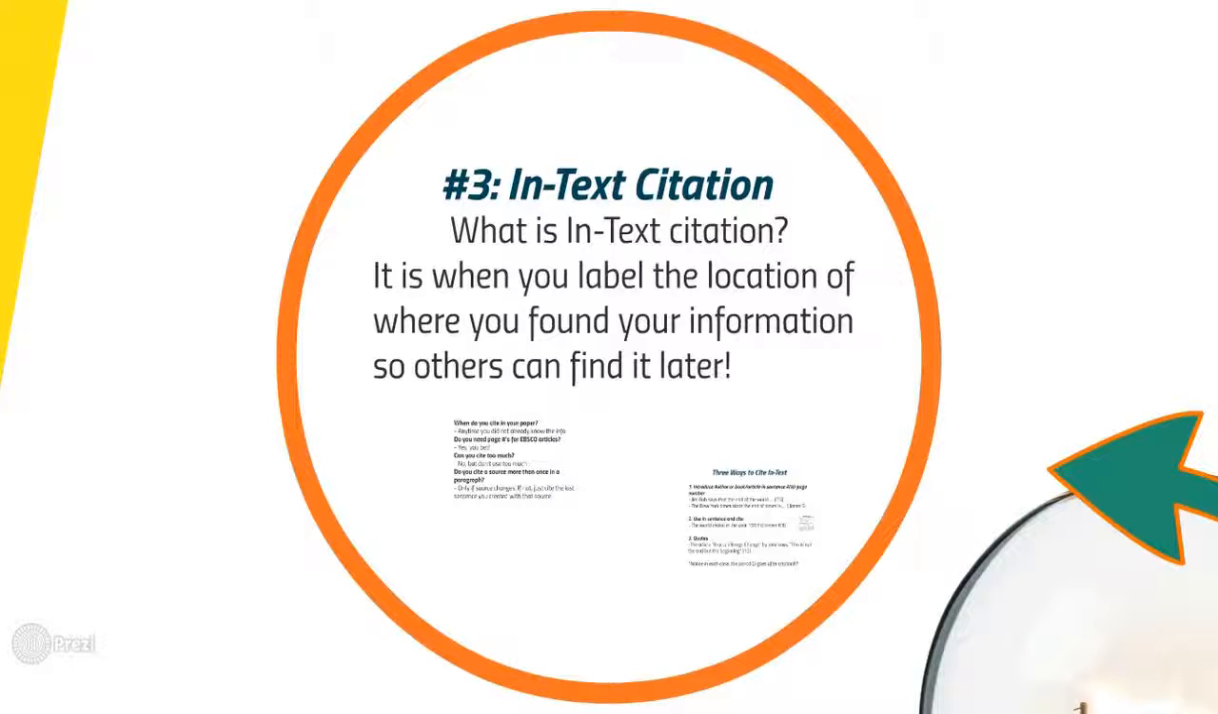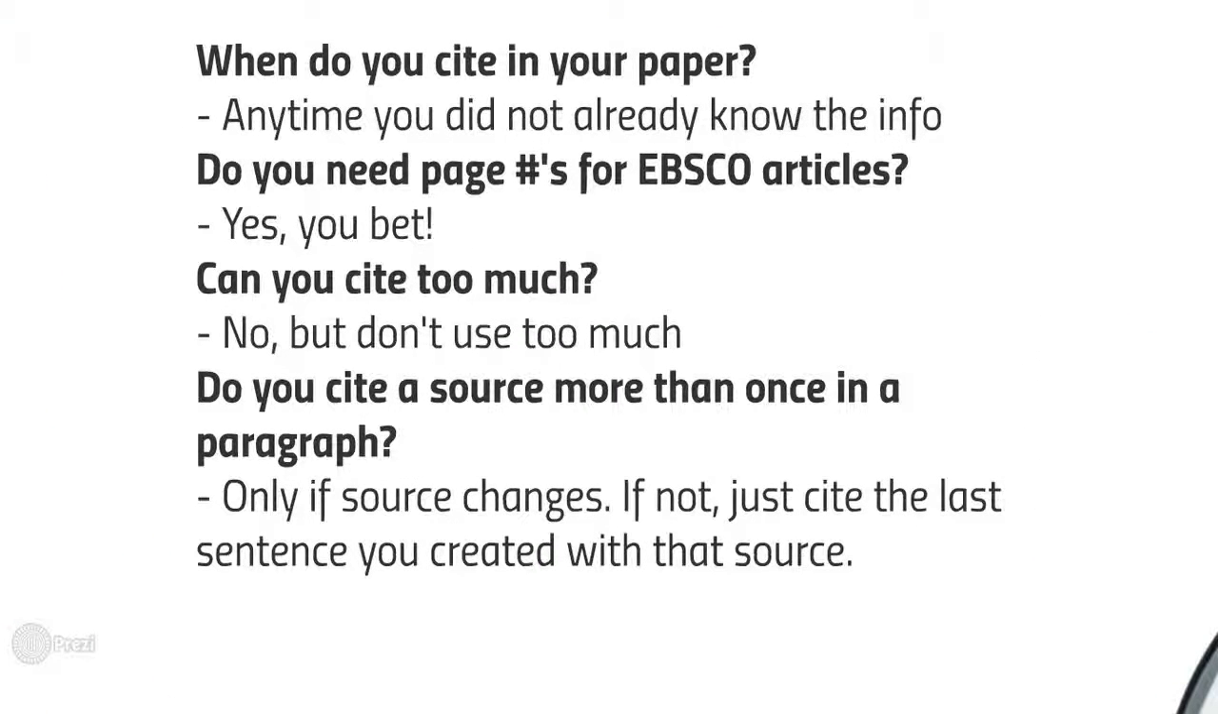The next point that you want to remember is to have in-text citation. Now, what is an in-text citation? This catches people sometimes. It's when you label the location of where you found your information so that others can find it later. This is extremely important, especially as you get up higher into your college years. People want to make sure you have credible information. Now, when are you supposed to cite? Anytime you didn't already have the information in your noggin.